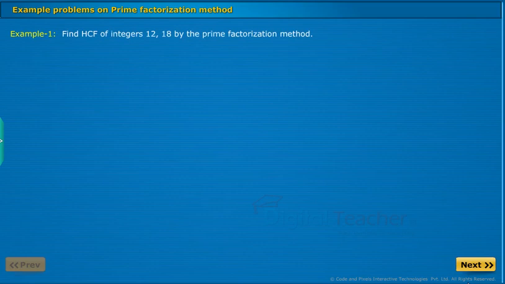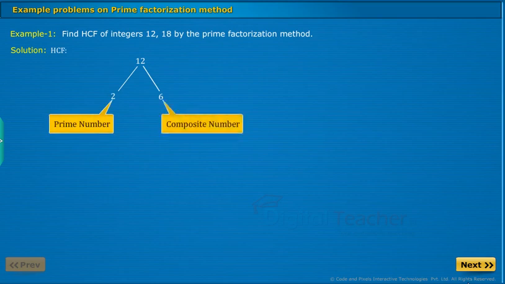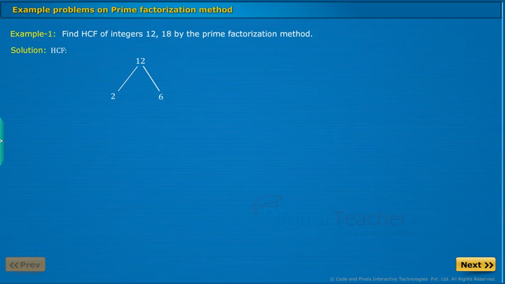Find the HCF of integers 12 and 18 by the prime factorization method. Solution. Consider the positive integer 12. Express it as a product of 2 and 6. Here 2 is a prime number and 6 is a composite number. Now, the composite number 6 can further be expressed as the product of two prime numbers 2 and 3. In this way, the number 12 is expressed as a product of prime numbers only. Similarly, the expression of the other positive integer 18 in terms of a product of primes is shown on screen.